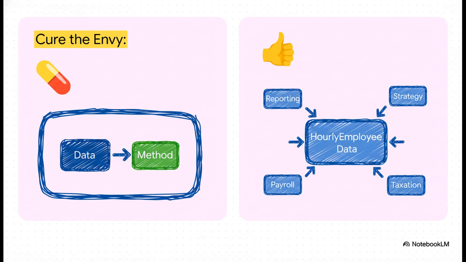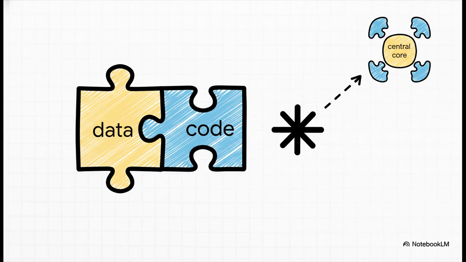Here, we want to keep the reporting stuff separate from the core employee data. And think about why. What if the business wants to change the report format next week? You don't want to have to go and modify your fundamental hourly employee class just for that, right? This is a deliberate design choice. It's what you see in classic design patterns like the strategy or visitor pattern, where you intentionally keep behavior separate from the data.